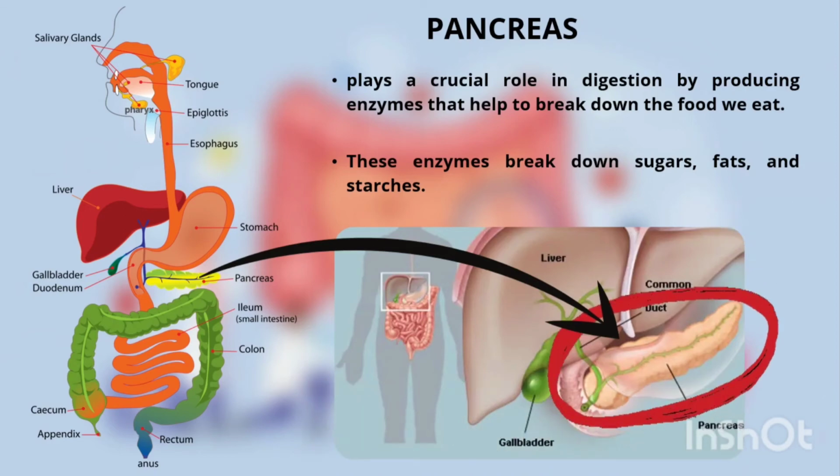The pancreas plays a crucial role in digestion by producing enzymes that help to break down the food we eat. These enzymes break down sugars, fats, and starches. The organs of the alimentary canal are structurally adapted to digest food mechanically and chemically. The accessory organs of digestion are exocrine glands that release secretions that aid in the chemical digestion of food.